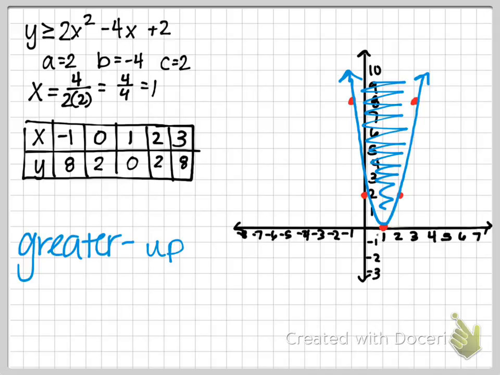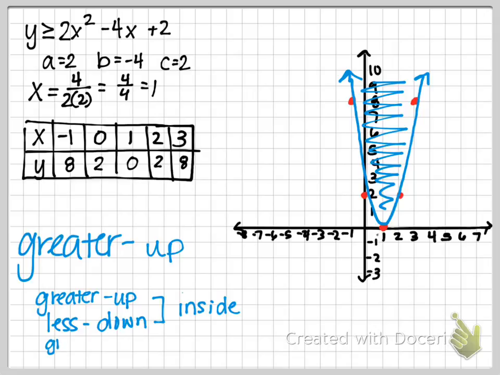Okay, so if they're the same, we shade inside. If they're opposite, we shade outside. Let me write this down for you, and you can write this down too. Greater and up, less than and down are the same, so we shade inside. Anytime you have that combo, you shade inside. But if you have greater and down, or less than and up, those are opposite, so we shade outside. And that's how we do 9.8, graphing quadratic inequalities.